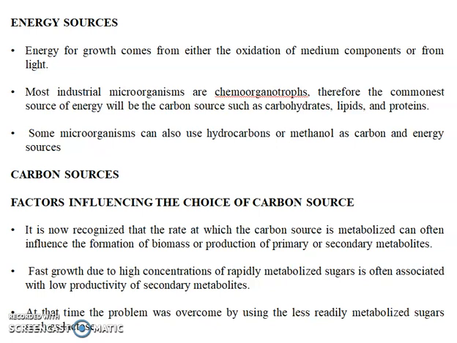So let's move to the carbon source and the factors influencing the choice of carbon source. There are plenty of carbon sources available as an energy source, so before moving to that, we need to know the factors which influence the choice of carbon source.